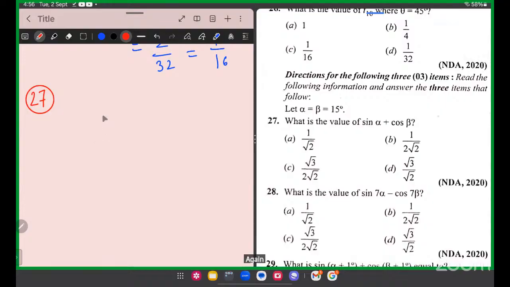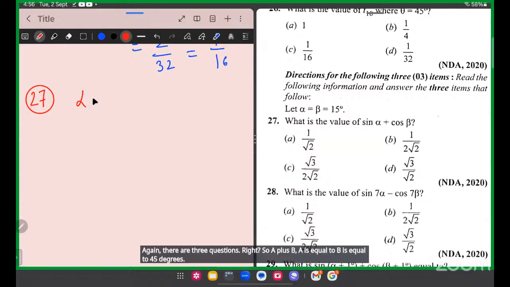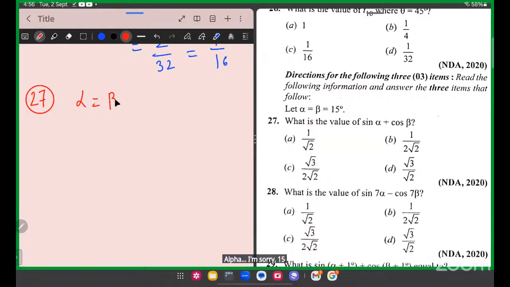Again, there are 3 questions. So A plus B, A is equal to B is equal to 45 degrees. Alpha is equal to beta is equal to 15 degrees. Now we are supposed to find out sine alpha plus sine beta. So it means sine 15 plus cos 15. And again, we know the values.